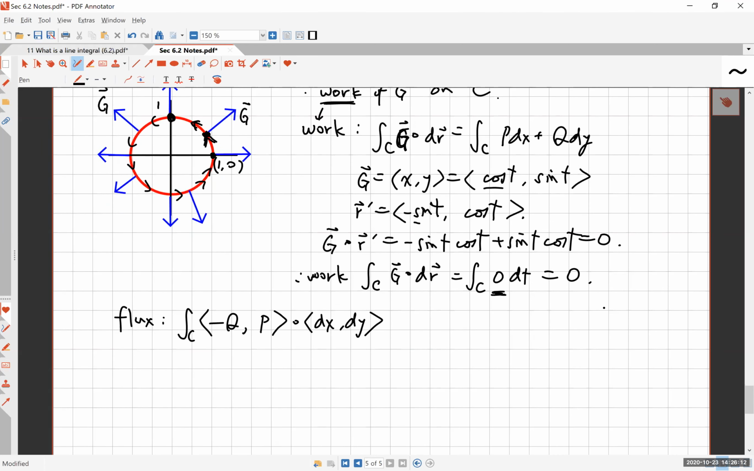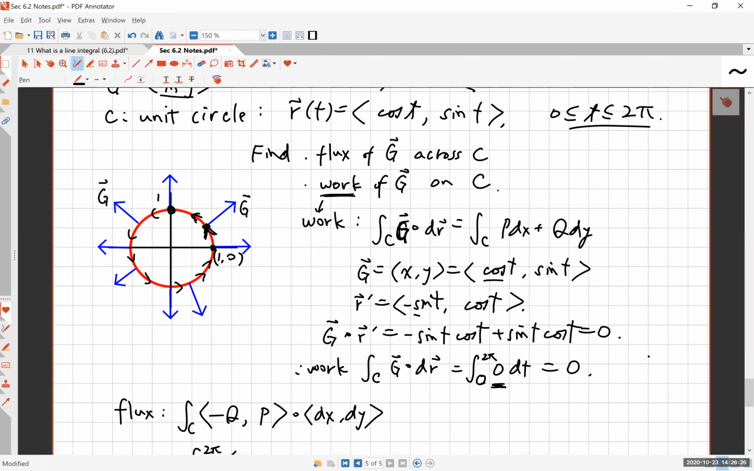So what is that? Well, this goes from 0 to 2 pi, at this point. Okay, what's negative Q? Well, here you go.